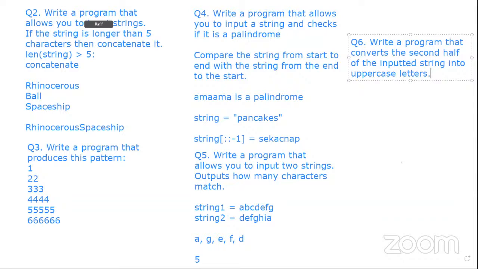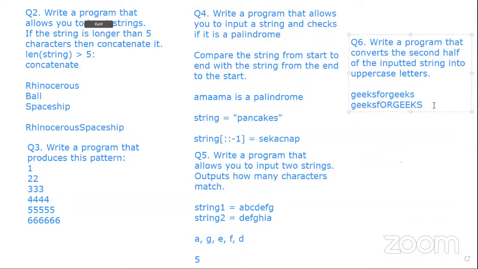For example, your string is geeks for geeks. Now the second half would start from O. Since it converts it into uppercase letters, it will be geeks F, and then ORGEEKS in uppercase. So the first half is still lowercase, but the second half needs to be uppercase.